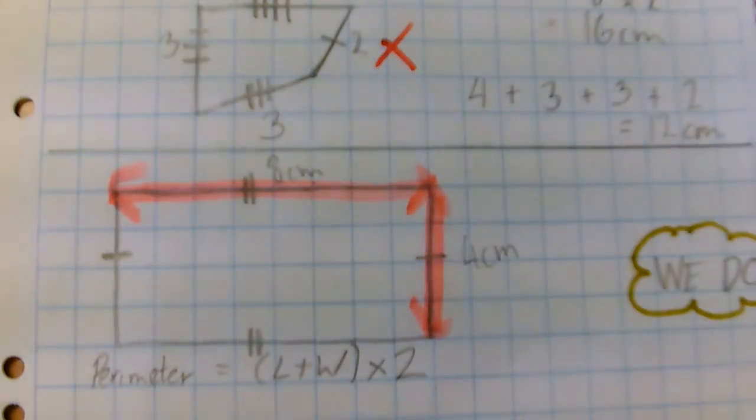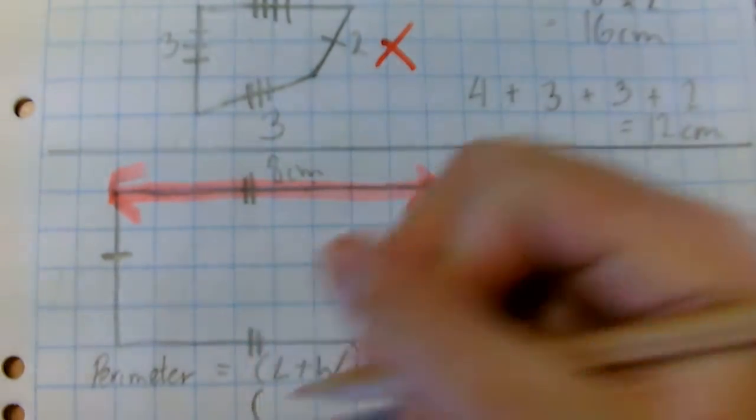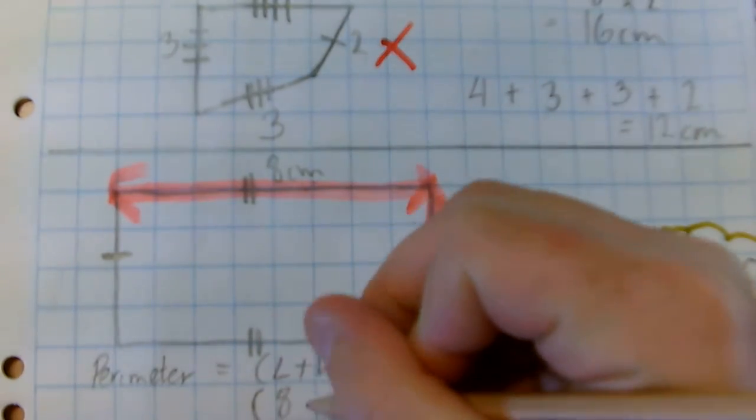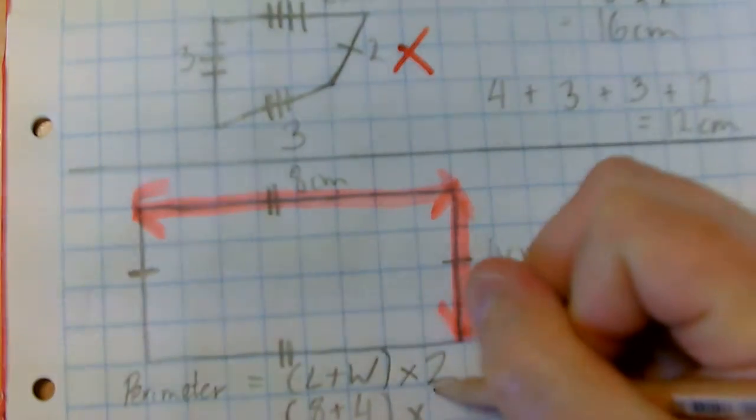So hopefully you filled out that formula at home. So let's have a look. You should have the length 8 plus 4 times by 2.